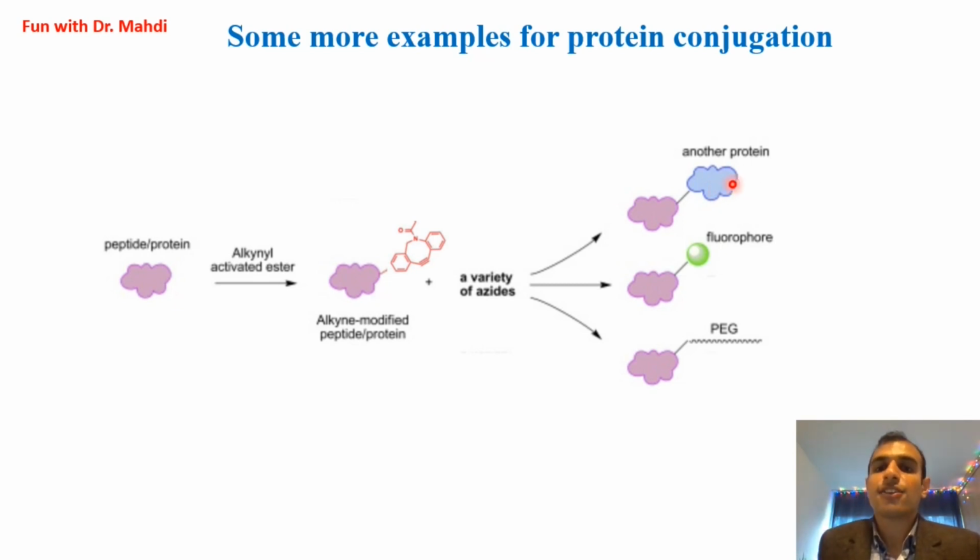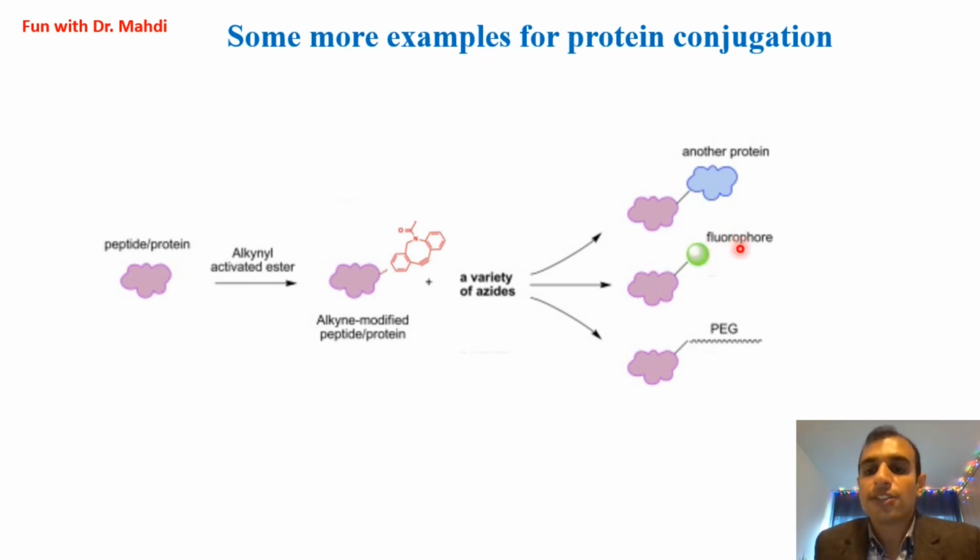In this case, in the structure of the second protein, we need to have azide, and also alkyne in the structure of the first protein. And after click reaction, we can have protein-protein conjugate. Sometimes we would like to have a fluorescent protein. If you would like to have a fluorescent protein, again, you need to use bioconjugation, and you need to use a fluorescent dye.